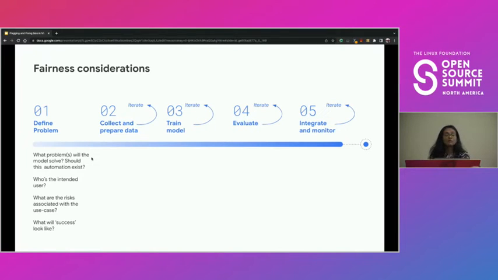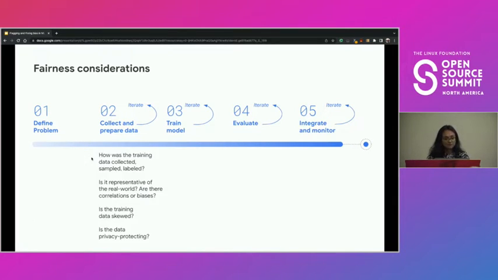So when you're defining the problem, think if automation should exist. Should you have an AI model that predicts criminality of people? Probably not. That's a bad idea to have automation for. Who's the intended user of the system? Are you designing it for the right user, or is it just a subset? And what are the risks associated if the model gets it wrong? What's going to happen? What's the fallback? And what would success look like? We think about business metrics like accuracy and latency, but have you thought about fairness as a metric when it comes to ML models? So that's on defining a problem.